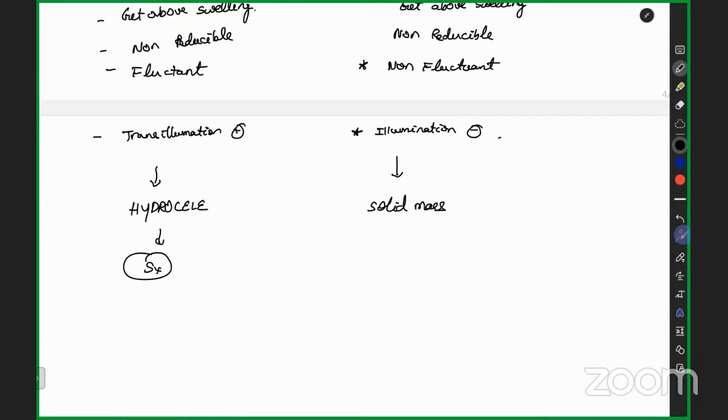If it is a hydrocele, directly take it for surgery. You have now identified it, so you can directly take it for surgery. There is no problem at all. But if it is going to be a solid mass, you need to go for a USG scan.